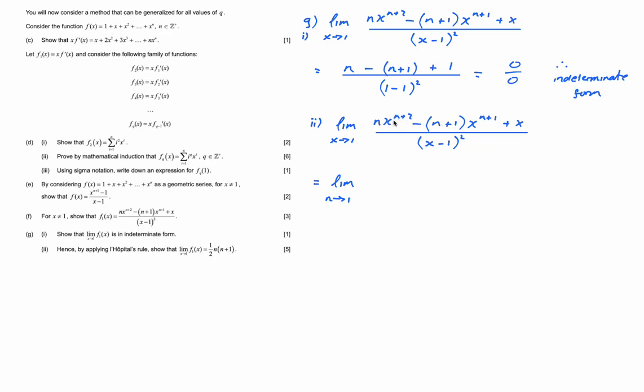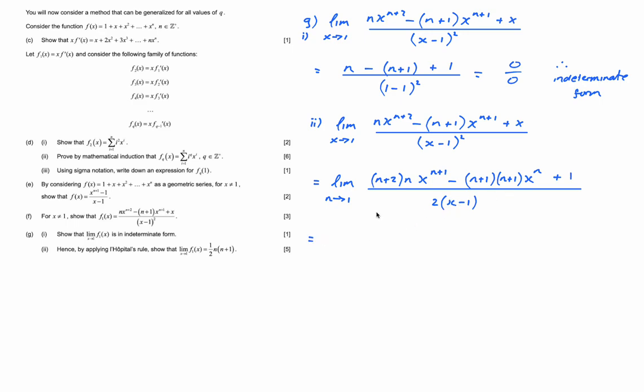Let's differentiate the top. Same as basic differentiation, guys. Multiply by the power, subtract 1 from the power. 2 minus 1 is 1. Minus, multiply by the power, n plus 1 times n plus 1, subtract 1 from the power, x to the n. And here, the derivative of x is just 1. Differentiate the bottom. Multiply by 2, subtract 1 from the power, done. Chain rule, times 1, just the same thing.